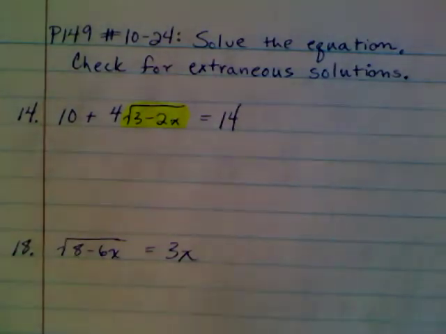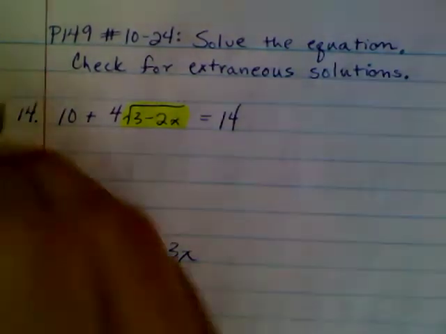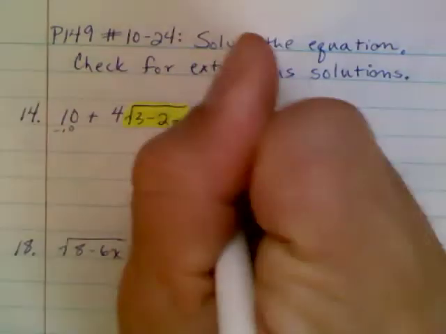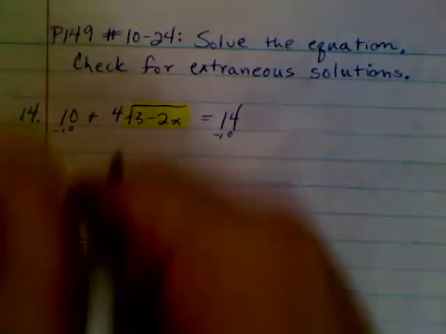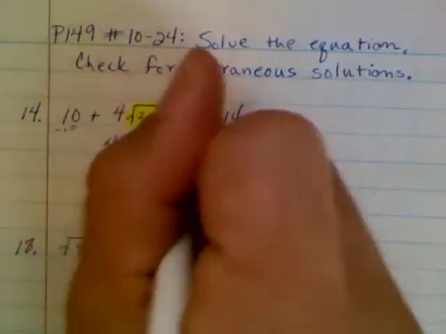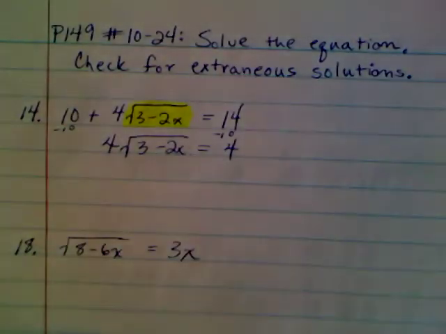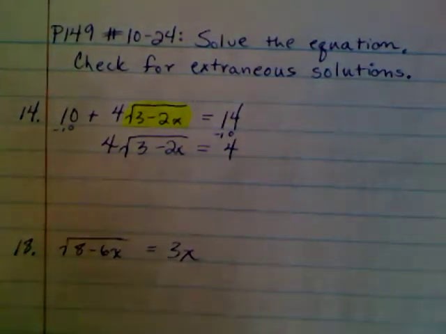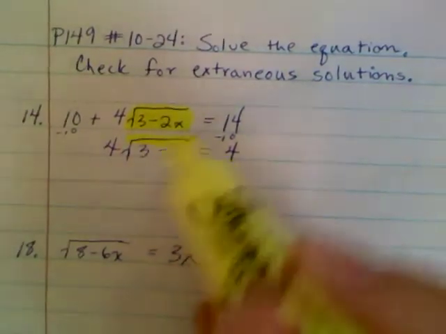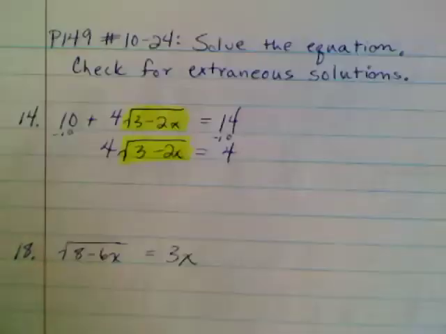Okay, from there you can square, and then we're going to be subtracting 3 and dividing by -2, but we're not there yet. So what you want to do is subtract 10 from both sides. And when you subtract 10 from both sides, you have 4 times the square root of 3 minus 2x equals 4. I still have not isolated this square root sign. It's not all by itself yet, so let's get it all by itself.